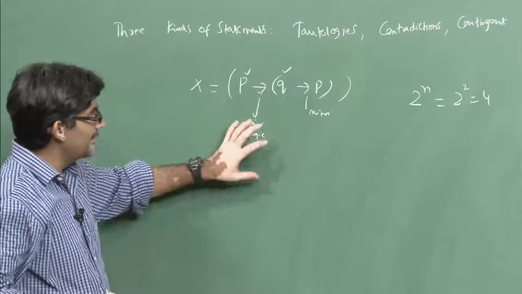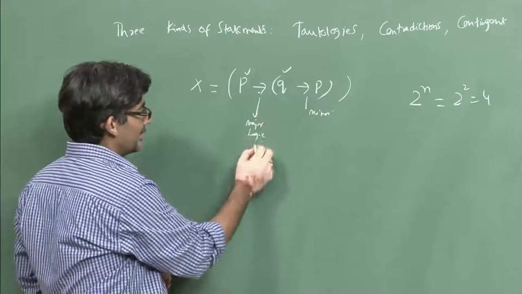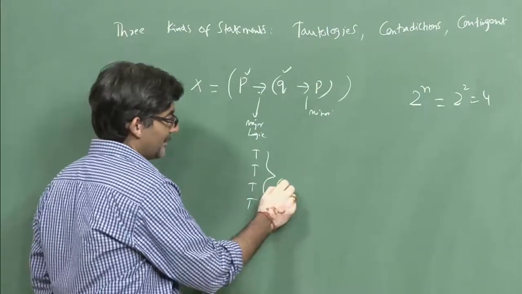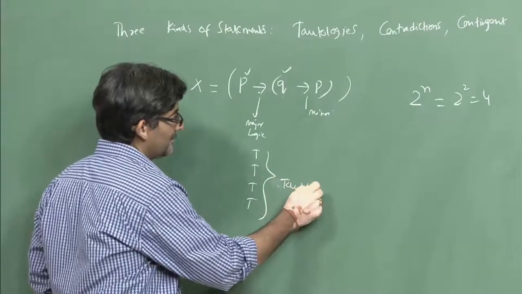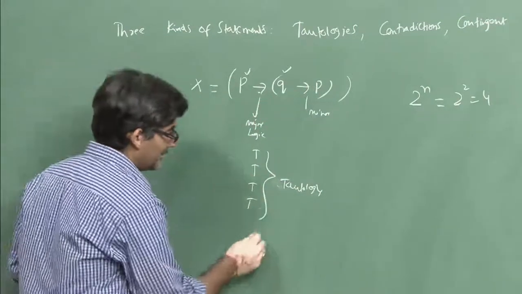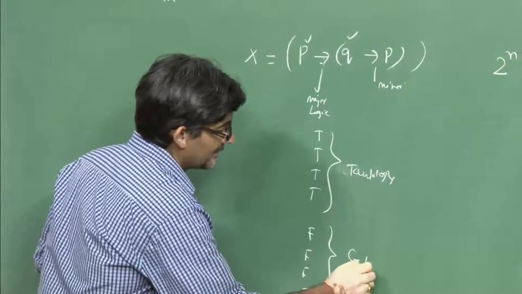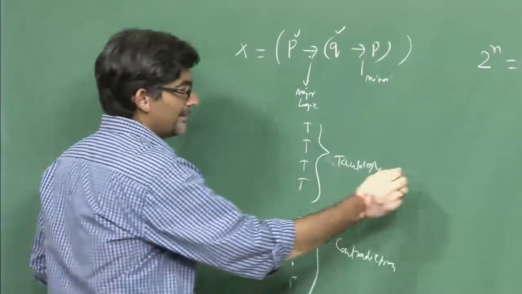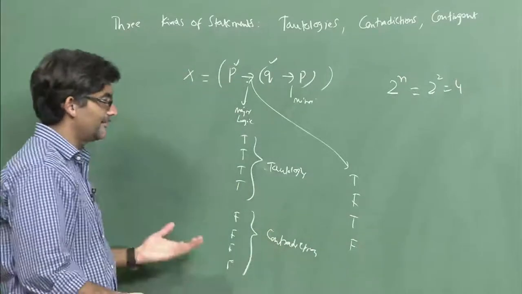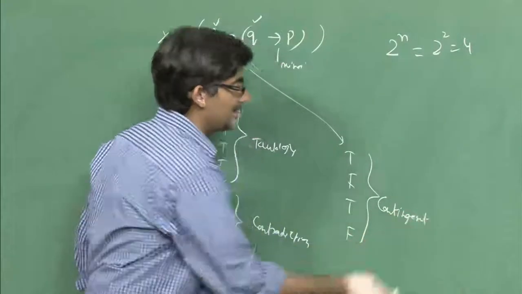Once you identify the major logical connective, under this main logical connective, if you get only T's, if it is all T's only, then it is called a tautology, the formula which is always true. Whatever values you assign to p and q, it is always going to be true. If that is the case, it is a tautology. And if you have only F's under the main logical connective, then it is a contradiction. And if under the main logical connective you have T's and F's, some T, some F, then it is called a contingent kind of formula.